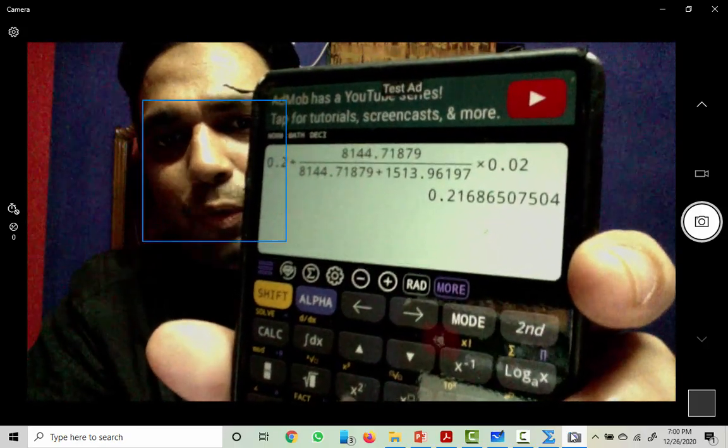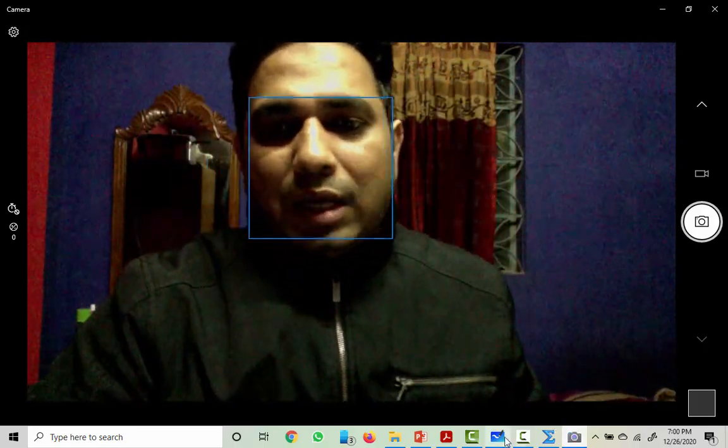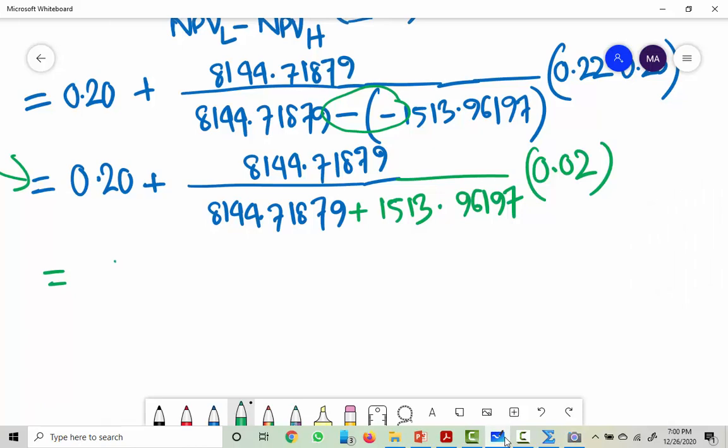So the answer is 0.216865. So IRR is the rate of return. IRR is the maximum rate of return that we can get from a project. Obviously, rate of return should be represented in percentage. So if you convert this to percentage, we will get 21.6865 percent. So this is the IRR, right?